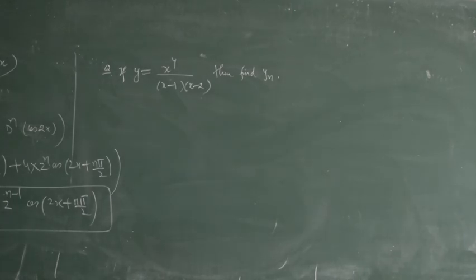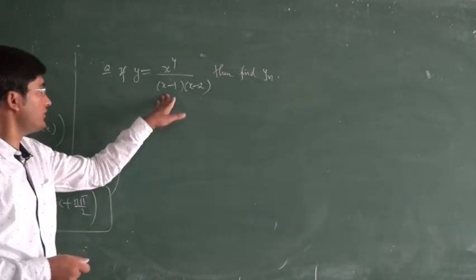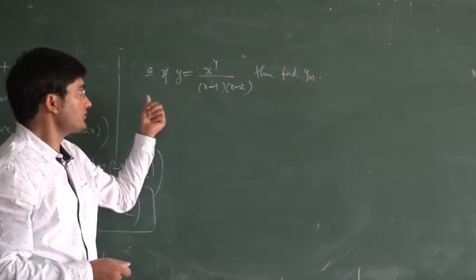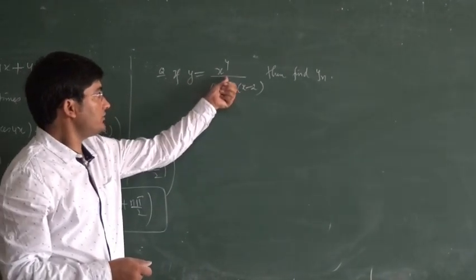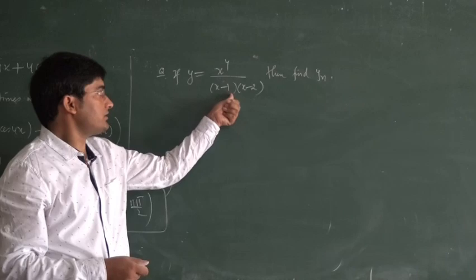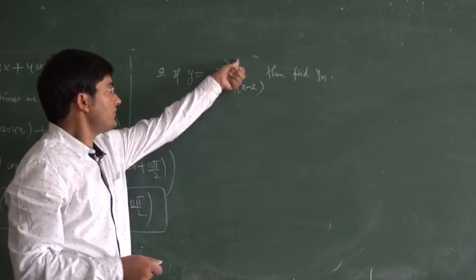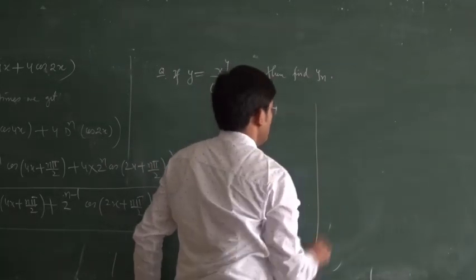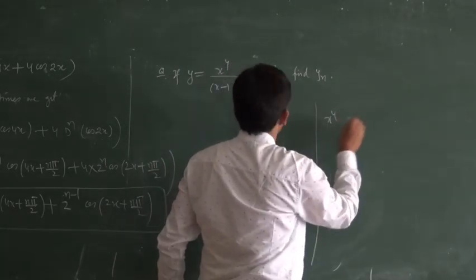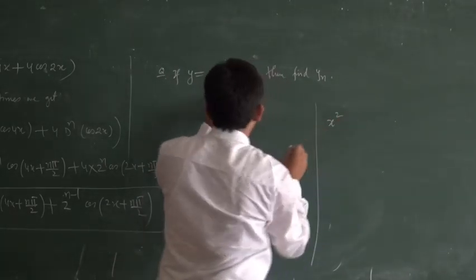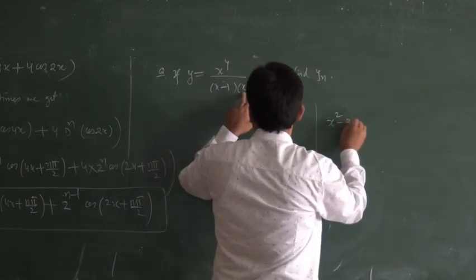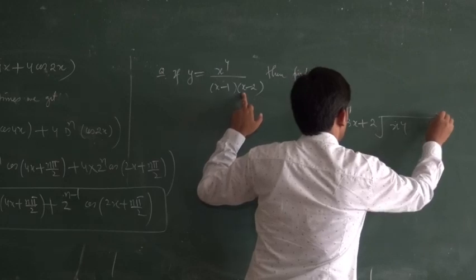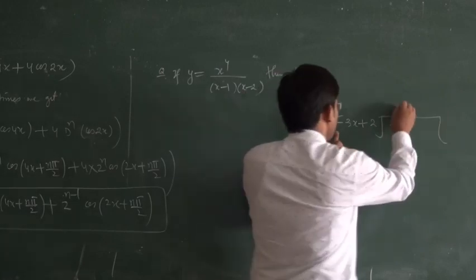Now here we will find out the nth derivative by making this into partial fractions. Here you can see that the degree of the numerator is greater than the degree of the denominator. So let us divide this x power 4 by this term, x square minus 3x plus 2. If you divide x power 4 by this term, you will have x square.